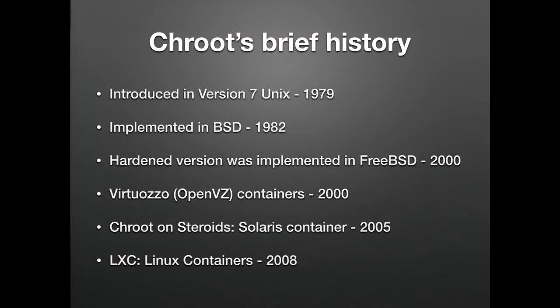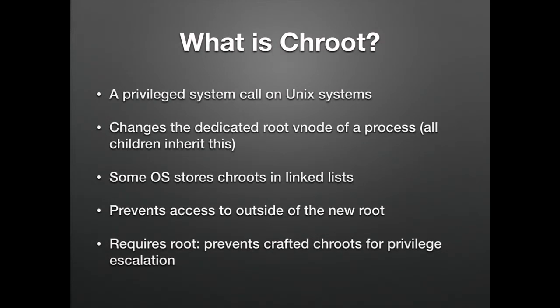Five years later, Solaris created something called chroot on steroids. This is basically the Solaris containers. And in 2008, Linux containers were implemented, and this is part of the Linux kernel now. So you can create Linux containers easily, because most of the namespace stuff is in the kernel. But what is chroot?